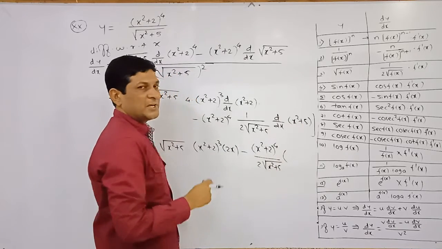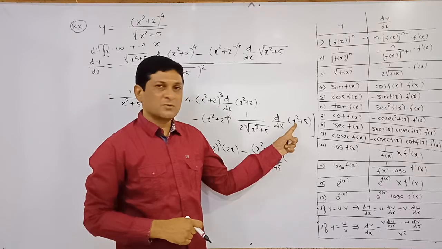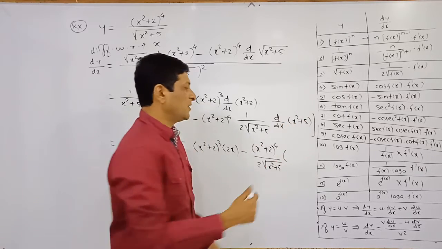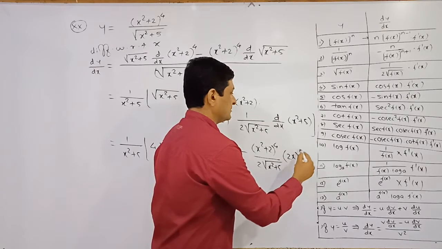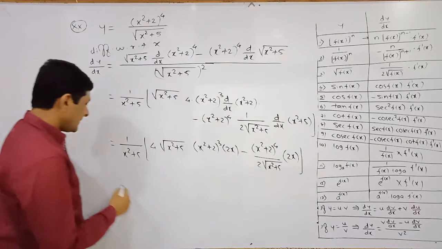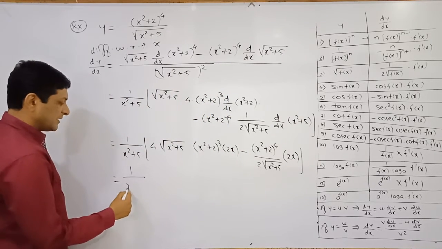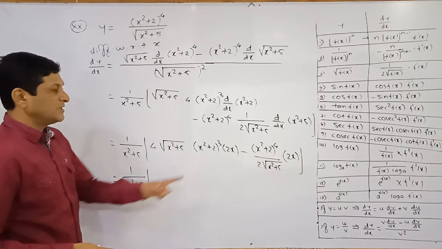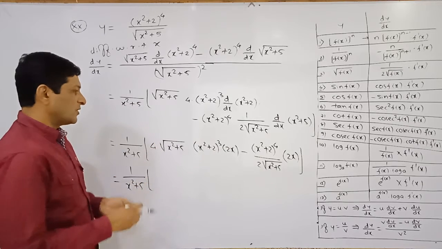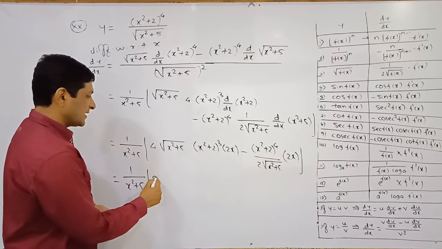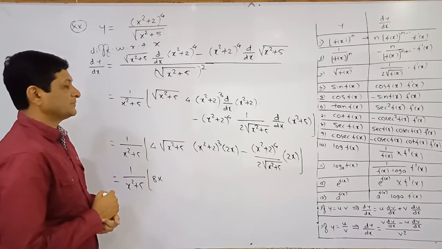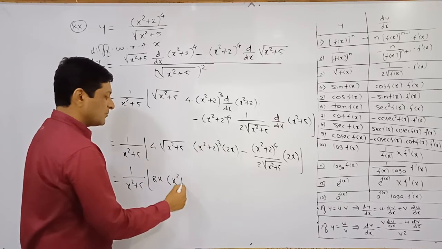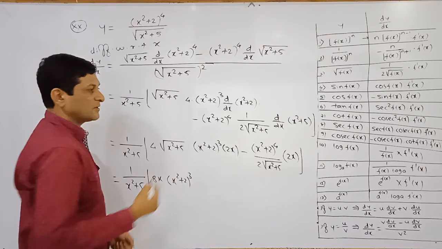Now let us try to find out this differentiation. Derivative of x square is 2x and derivative of 5 is 0. Means derivative of this whole term will be equals to how much? 2x. So which is equals to, in the denominator x square plus 5, keep it as it is. Let us simplify it. Here 2 into 4 will become what? 8. 8x. Again keep this term as it is, x square plus 2 raised to power 3.